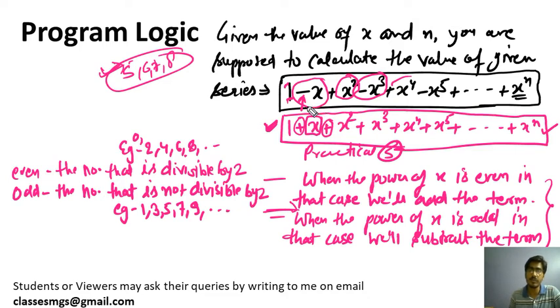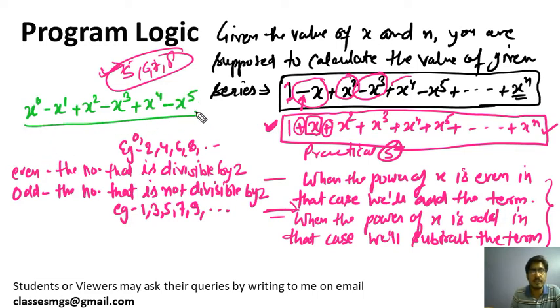So now what we will do, let's suppose we will see the series like this, as in the previous example we have seen: x raised to power 0 minus x raised to power 1 plus x raised to power 2 minus x raised to power 3 plus x raised to power 4 minus x raised to power 5. So this is how the series will process.